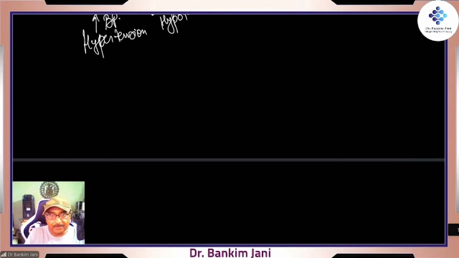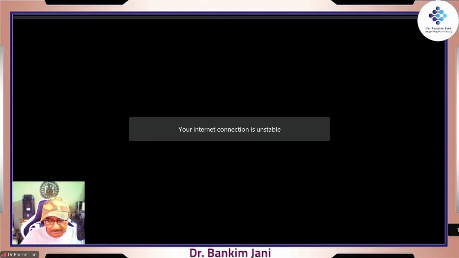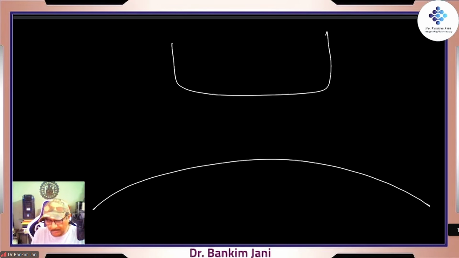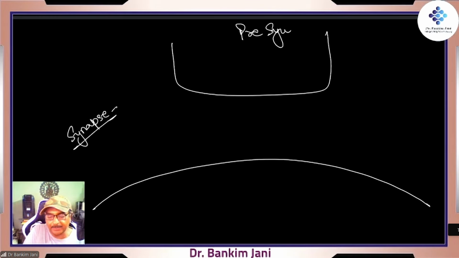Now think of it this way. Now we are just expanding the synapse. This is the synapse. So this is our presynaptic neuron. Perfect. And this below one will be the postsynaptic.